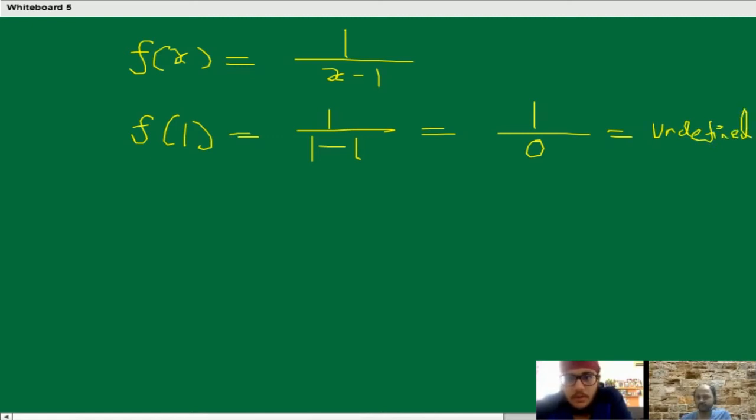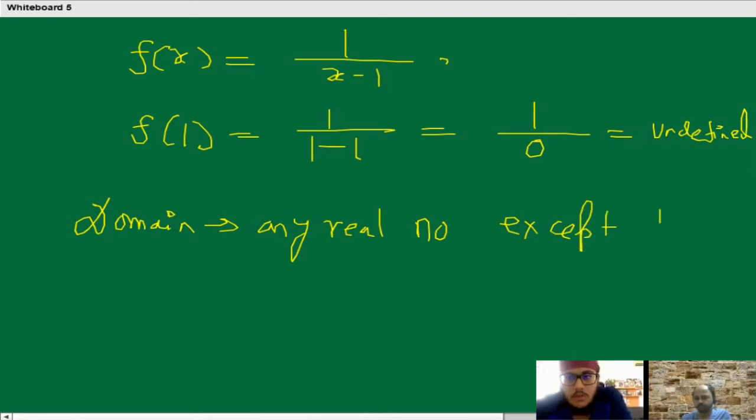So it means its domain is any real number except 1. So x can't be equal to 1. Yes, sir. So how are we supposed to write this? x is an element of the real numbers, x is not equal to 1.